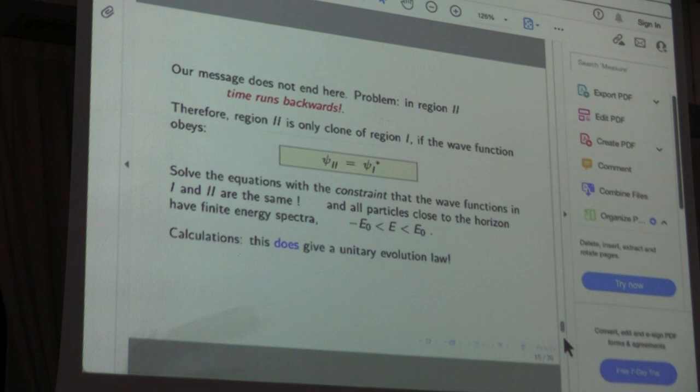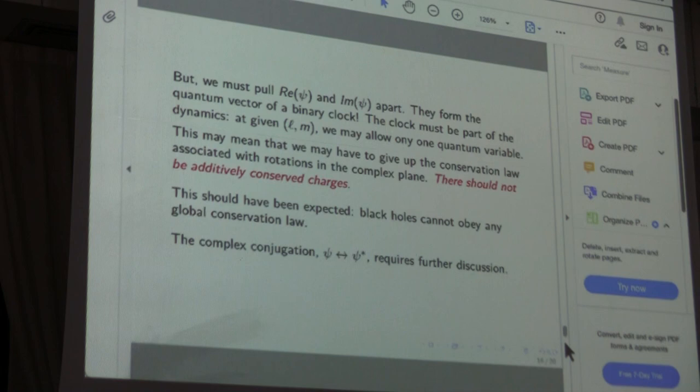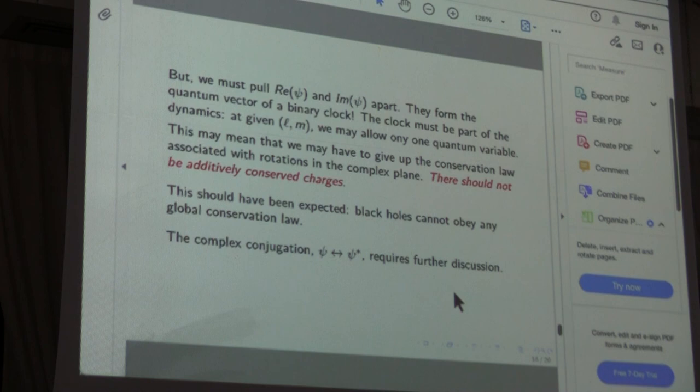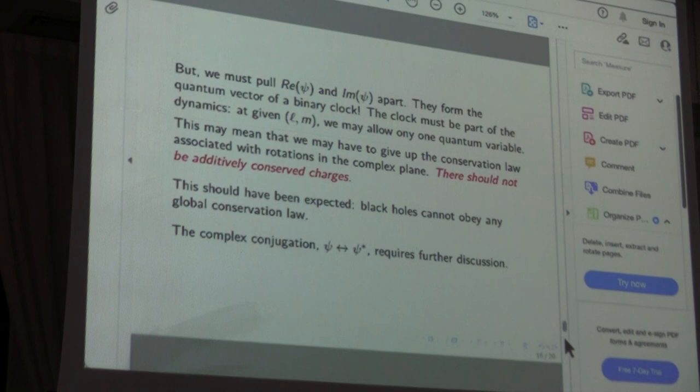So, when I use this for calculation, I find that indeed information loss is being solved this way. I want to go to the final point.